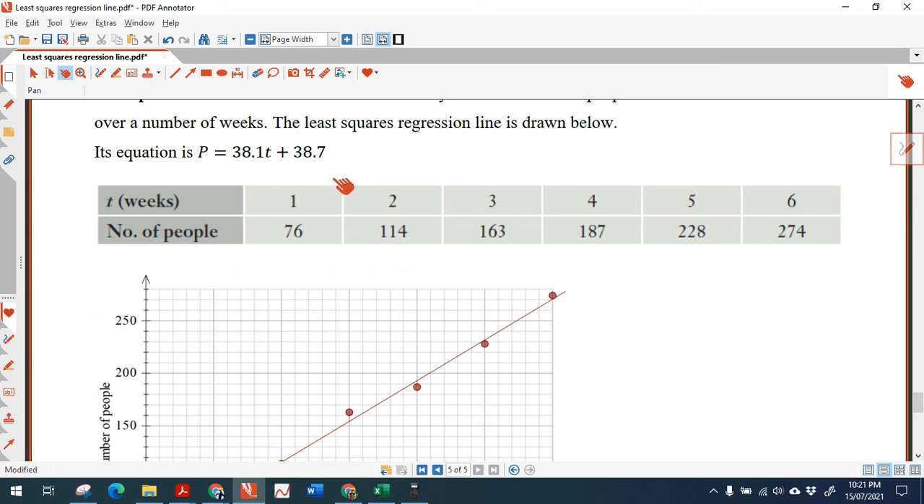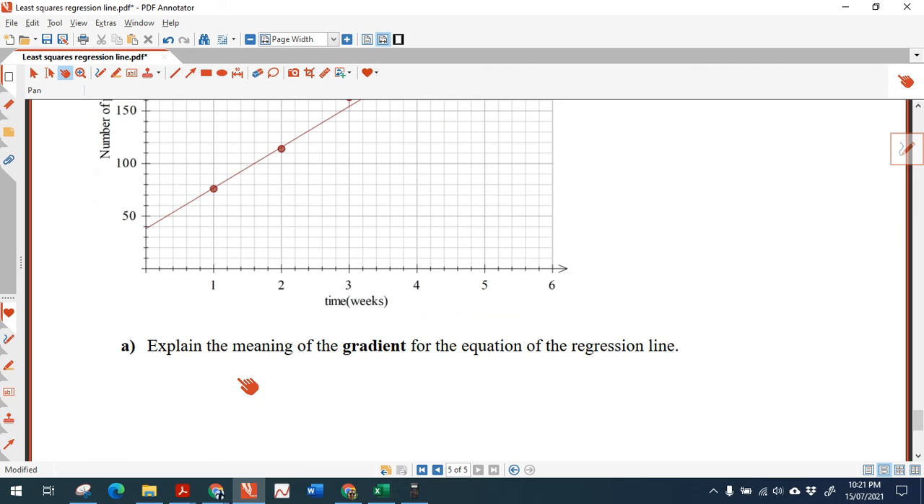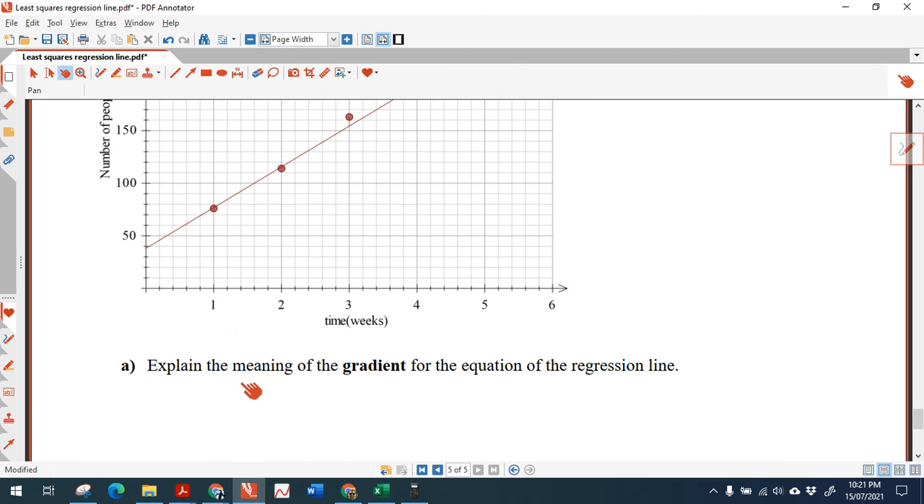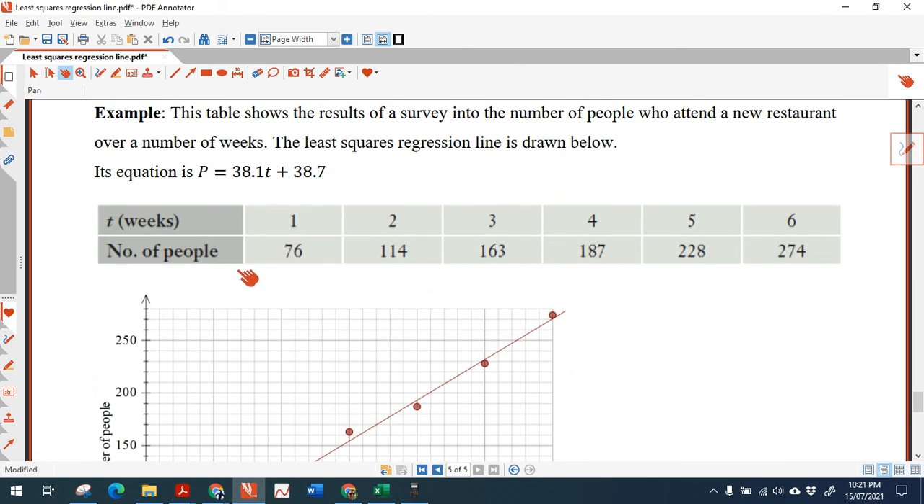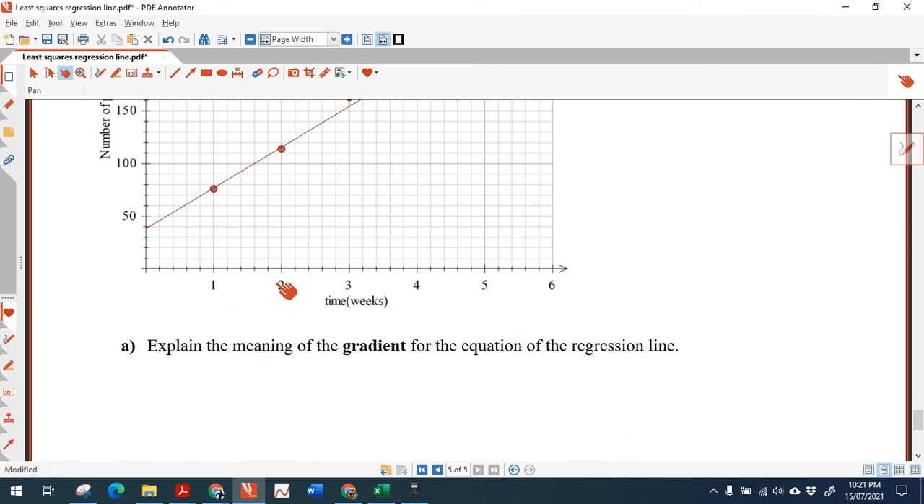Okay, so here's my data. Here's my regression line. Question is, explain the meaning of the gradient for the equation of the regression line. Well, the gradient we can see is 38.1. So let's write that down. So the slope is 38.1.